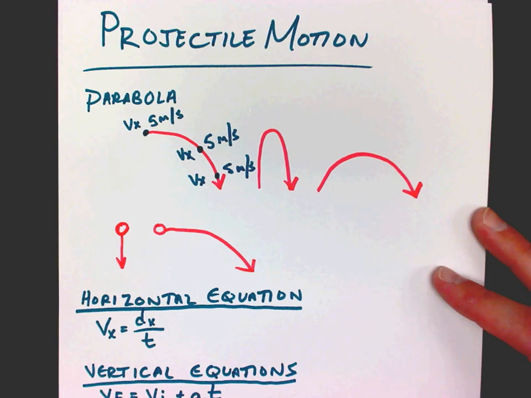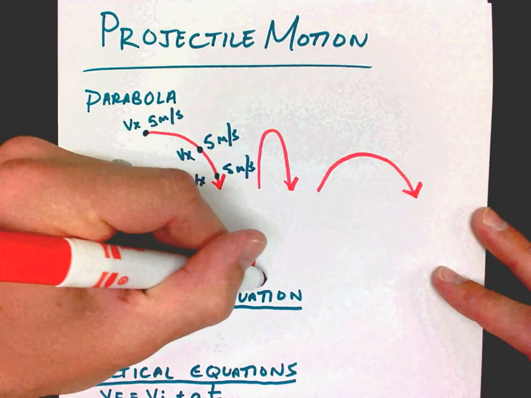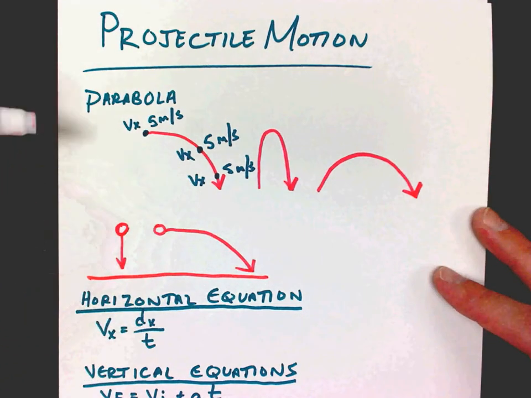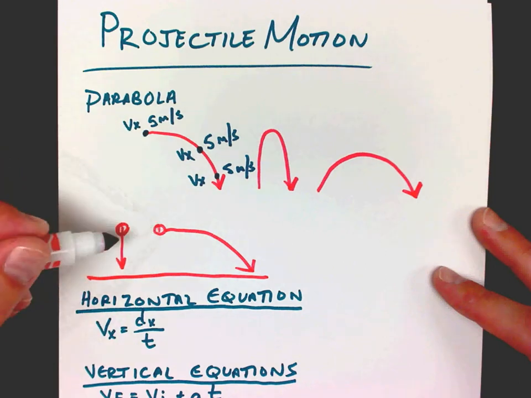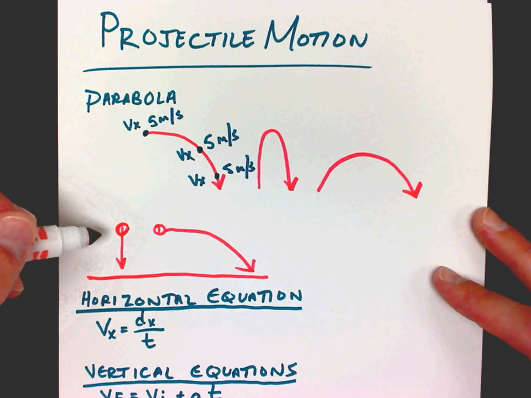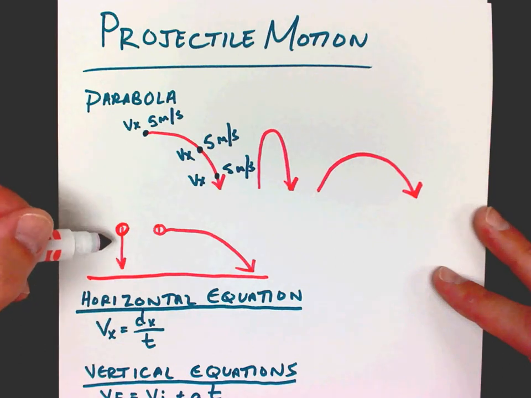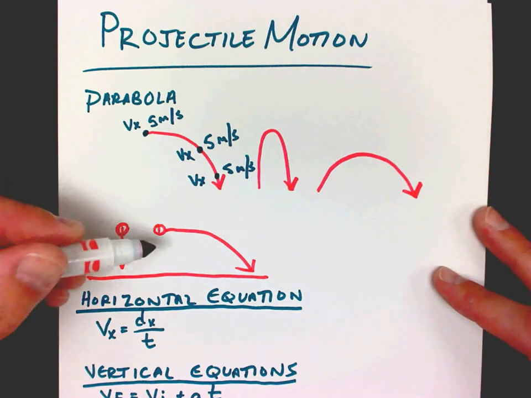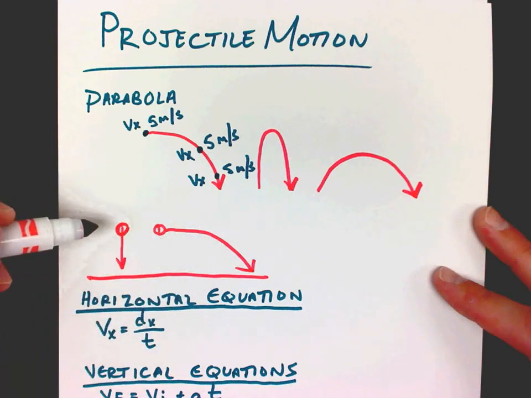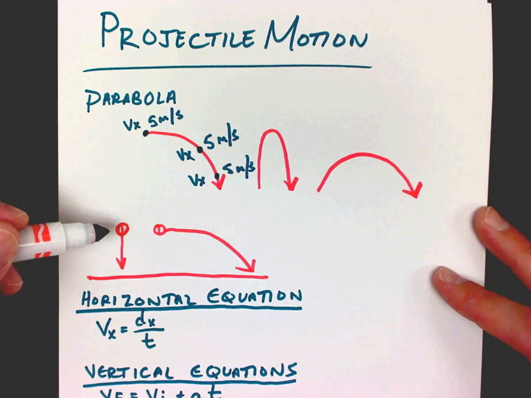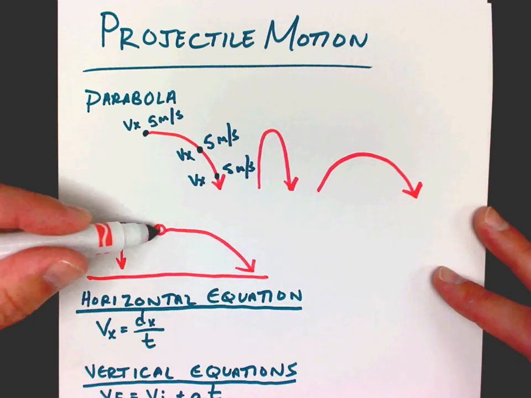If you noticed, I tried to draw the ground. There we go. If we drop this and throw this from the same height, the question is, which one hits the ground first? This one, or this one that we throw horizontally and it lands way over here? Well, the answer is they both hit the ground at the same time, because both fall from the same height.